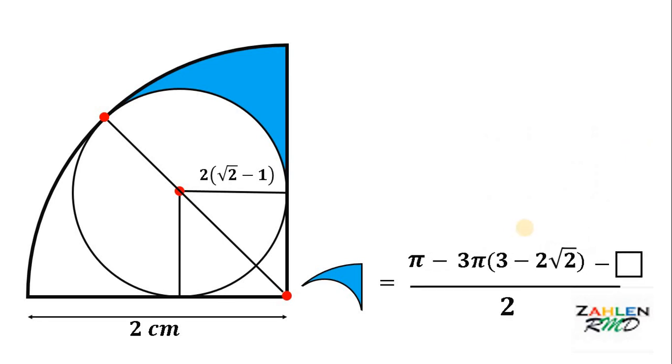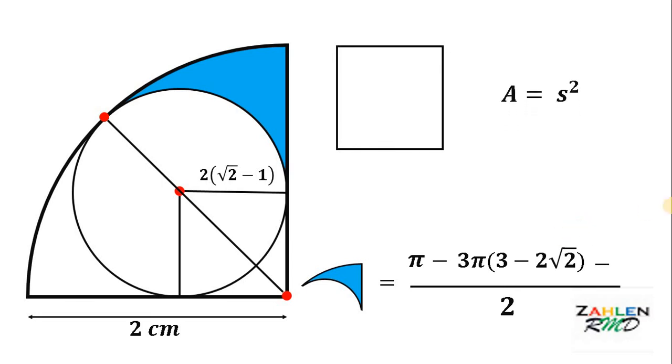We're almost done. At this point, let's focus on the area of the square. This is very easy because the area of the square is equal to s squared, wherein the length of the side of the square must be equal to 2 multiplied by square root of 2 minus 1. Now let's square 2 multiplied by square root of 2 minus 1. If we do that, we get 4 multiplied by 3 minus 2 square root of 2.